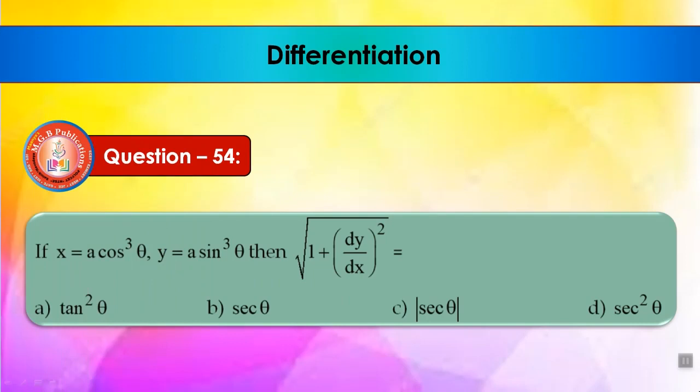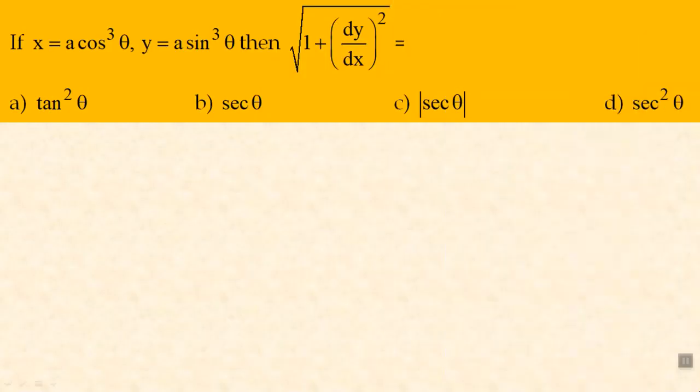Dear students, see the question number 54. Read the question and write it. The question is, if x is equal to a into cos cubed theta, y is equal to a into sin cubed theta, then square root of 1 plus dy by dx whole square is equal to. Options are tan square theta, secant theta, mod secant theta, secant square theta.